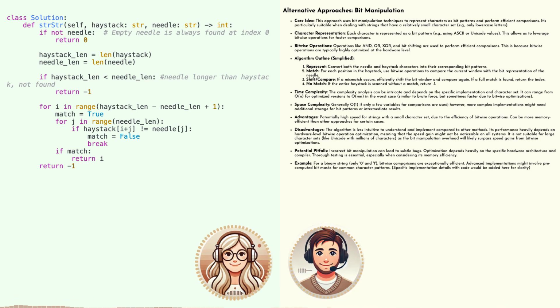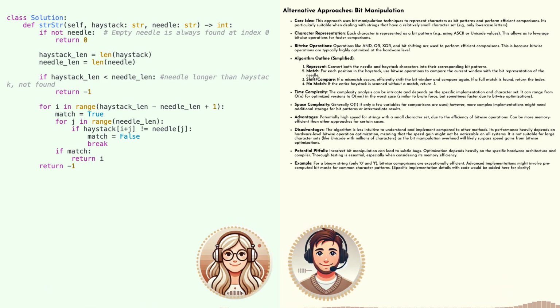Exactly. And then we can use that bitwise AND operation to compare these masks super efficiently. If the bitwise AND of the needle's mask and a substring's mask is equal to the needle's mask, it means all the characters in the needle are present in that substring, so it's a potential match. That's really clever, exploiting the way data is represented at the most fundamental level.